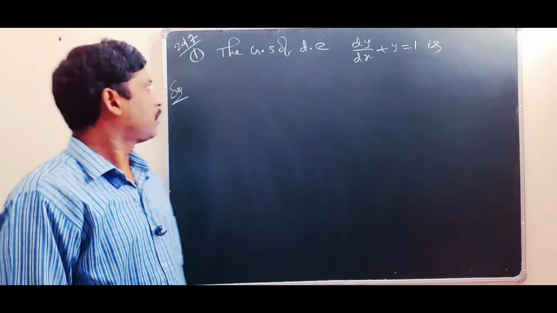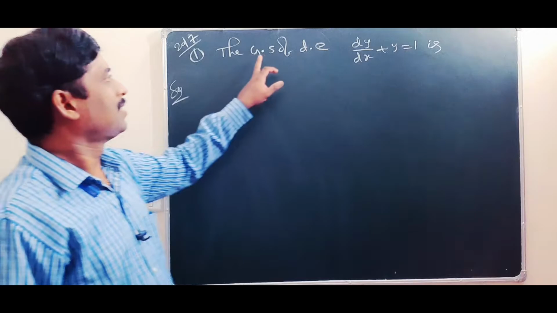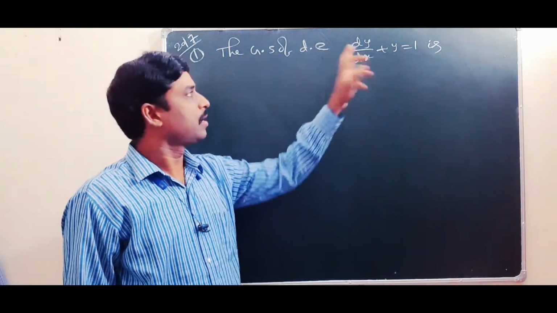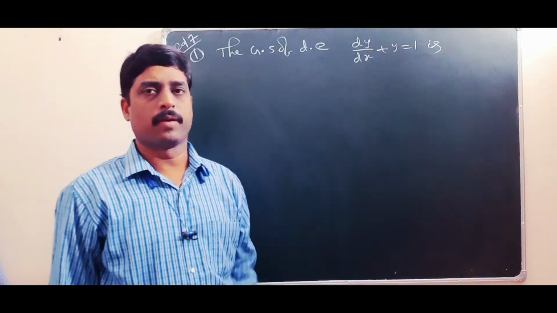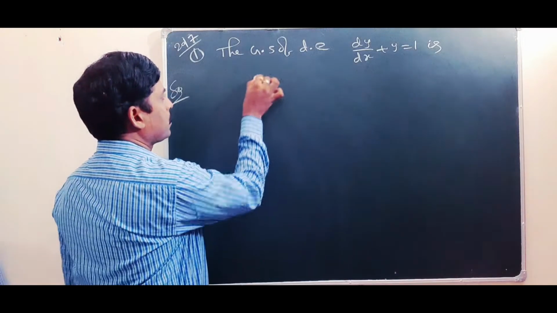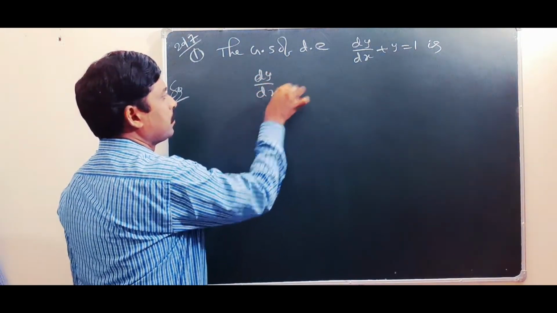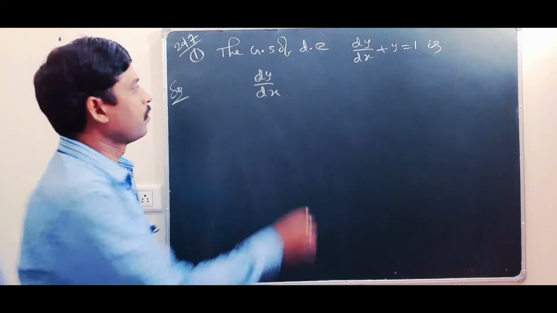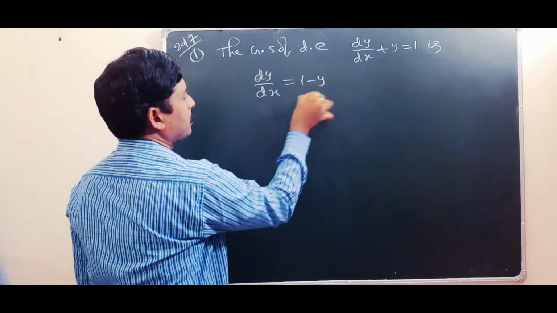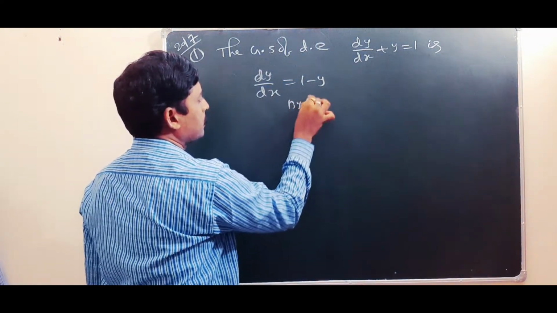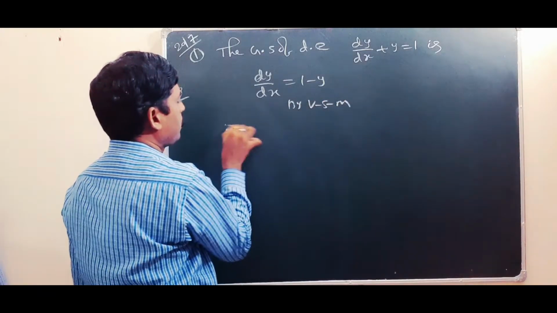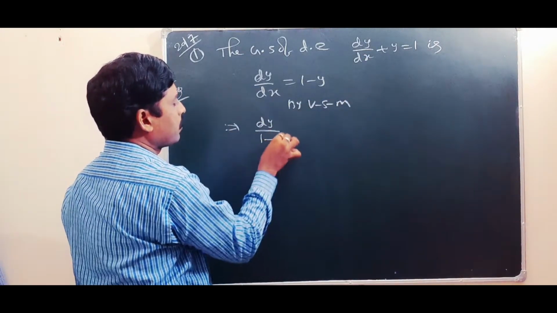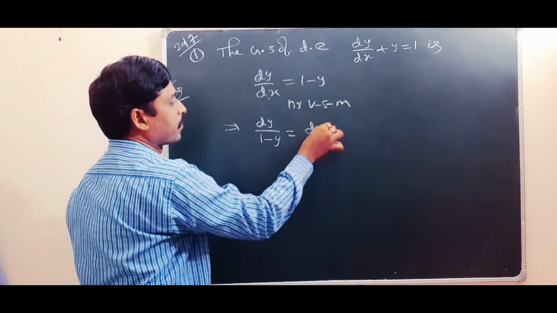Okay, let us go to the next problem. This is from 2017. Find the general solution of the differential equation dy/dx plus y is equal to 1. So what is given? dy/dx plus y, bring it to the right side, 1 minus y. By using the variable separable method, it is going to be dy/(1 minus y) is equal to dx.